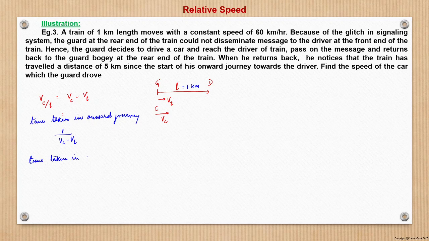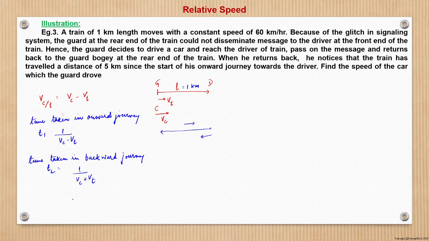Now, time taken in the backward journey. When the guard has reached here, the guard will turn back and come to this point G. Now the guard is moving in this direction, whereas the train continues to move in this direction. So both are moving in opposite directions. So relative speed will be Vc plus Vt, and with respect to the train, the guard has to cover the distance of n, which is 1 kilometer. So that time T2 in the backward journey will be 1 kilometer upon Vc plus Vt.